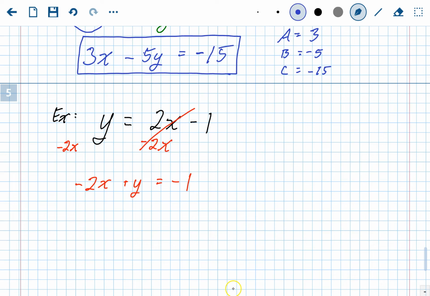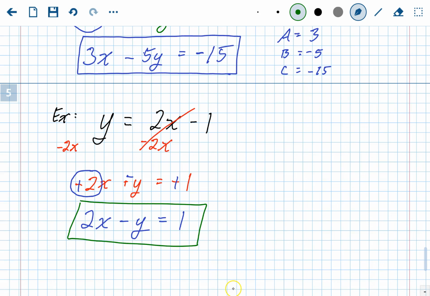Alright, and then the same issue as the second problem we did. The a value, it's in the correct form, but the a value is negative. So, if we want to make it positive, we're going to flip all the signs. So we're going to change the minus to a plus, plus to a minus, and then minus 1 to positive 1. So it would be positive 2x minus y equals positive 1. Alright, so that is standard form.